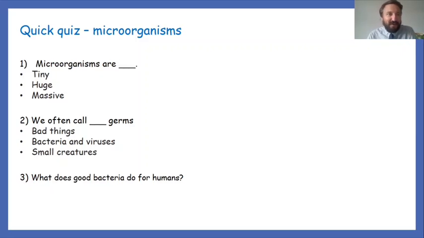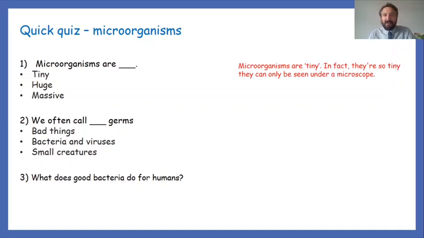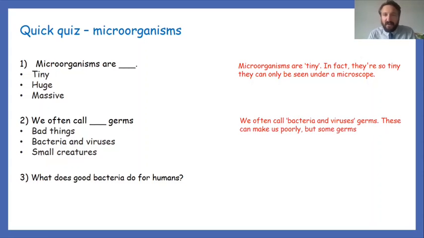Wonderful, so you're back already. So microorganisms are tiny, huge, or massive. Well, from the start, we've discussed microorganisms are tiny. In fact, they're so tiny, they can only be seen under a microscope, unless it's fungi. We often call bacteria and viruses germs. These can actually make us poorly, but some germs are actually good for us.